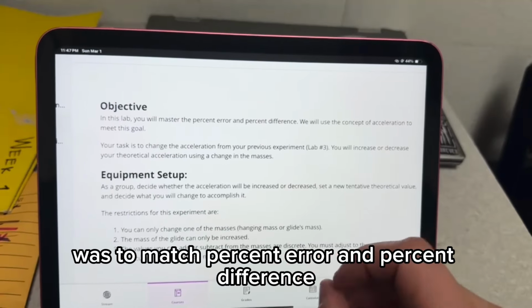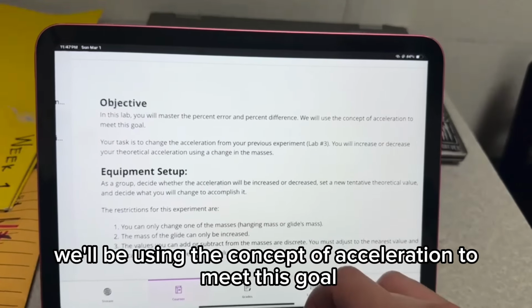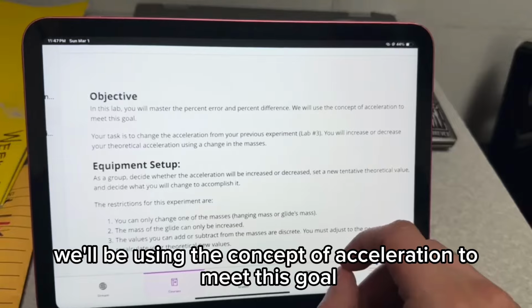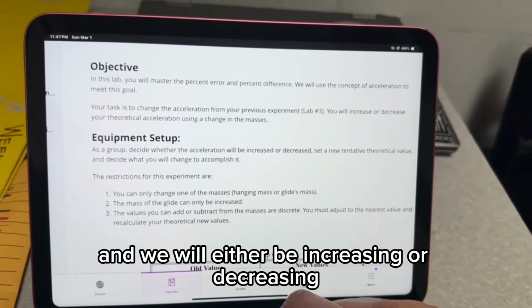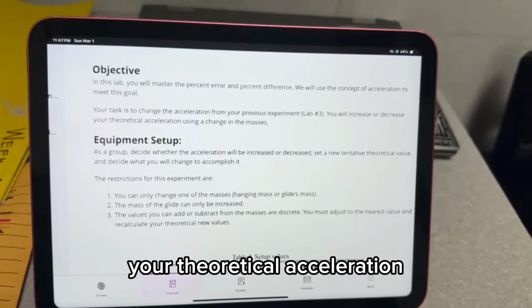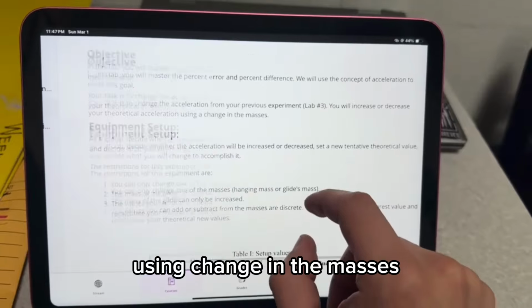Our objective for this goal was to master percent error and percent difference. We're using the concept of acceleration to meet this goal. Our task is to change the acceleration from your previous experiment, and we will either be increasing or decreasing your theoretical acceleration using changes in the masses.